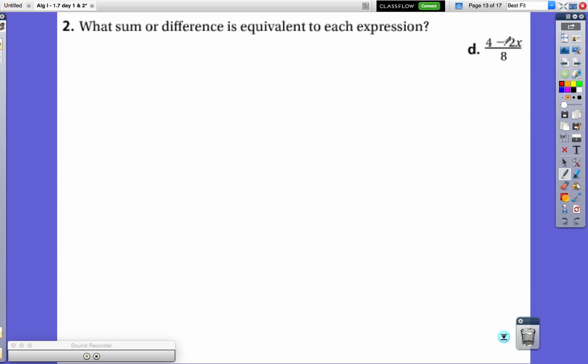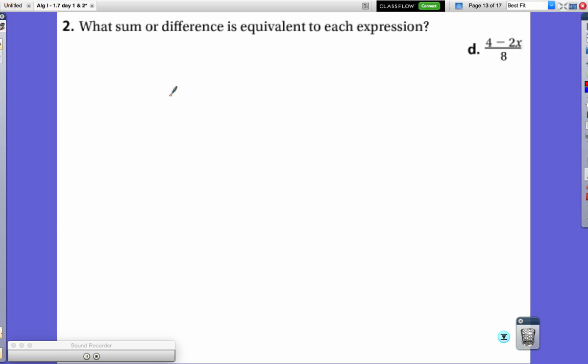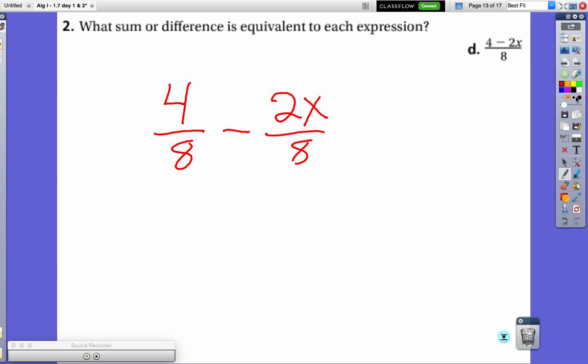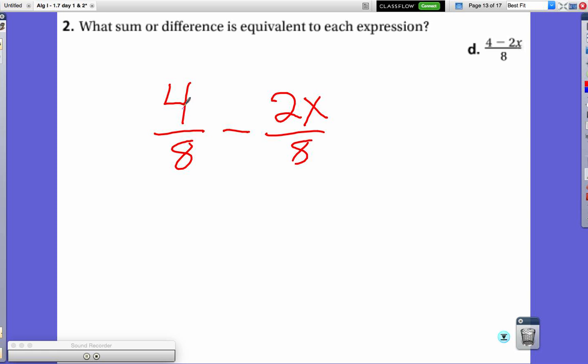Same thing when we have a subtraction problem. So we take 4 over 8 minus this time, because it says on top minus 2x over 8. So now we simplify again. So 4 over 8. And if you want to write your simplifying instead of crossing them out, if you want to show, hey, I'm dividing by 4, you can do that as well. So you divide each of these by 4, and you get 1 over 2, a minus sign.